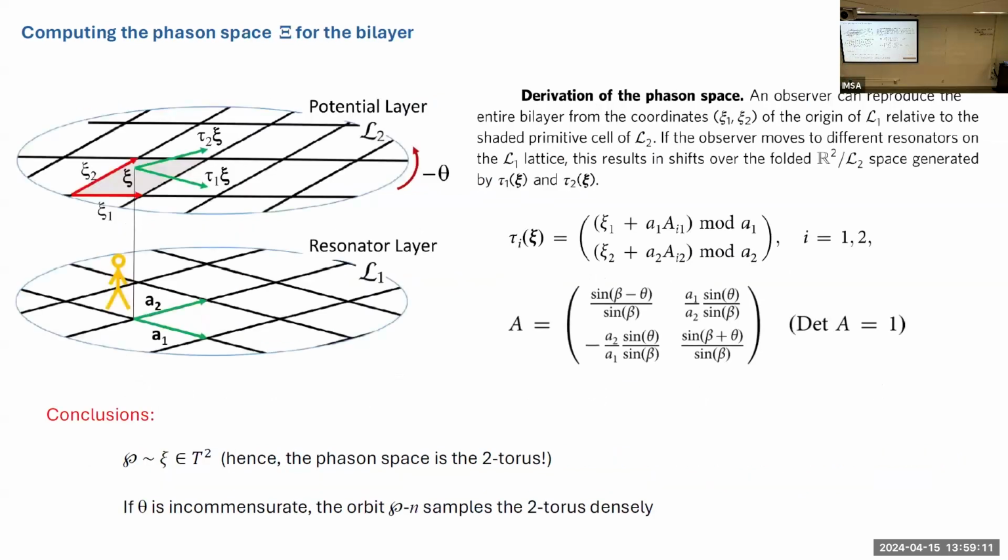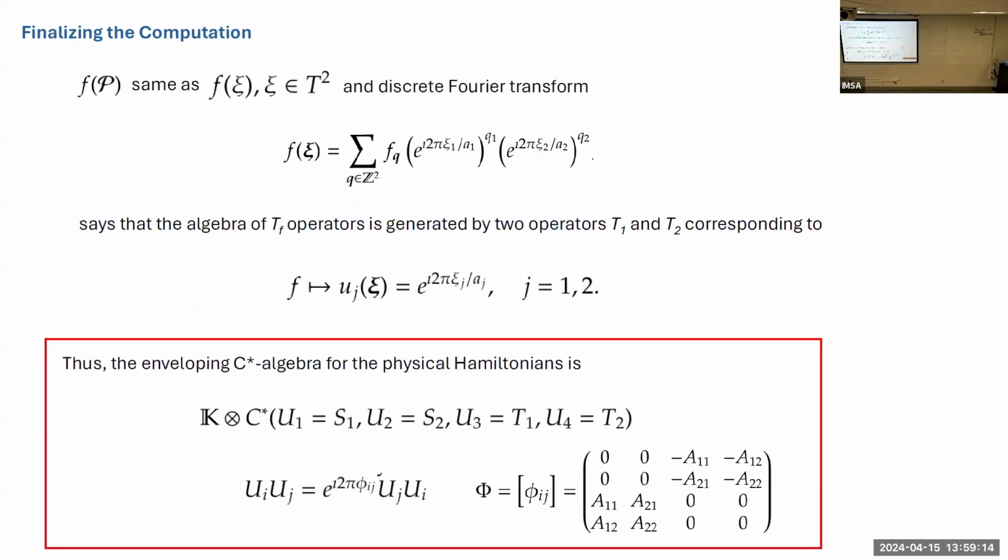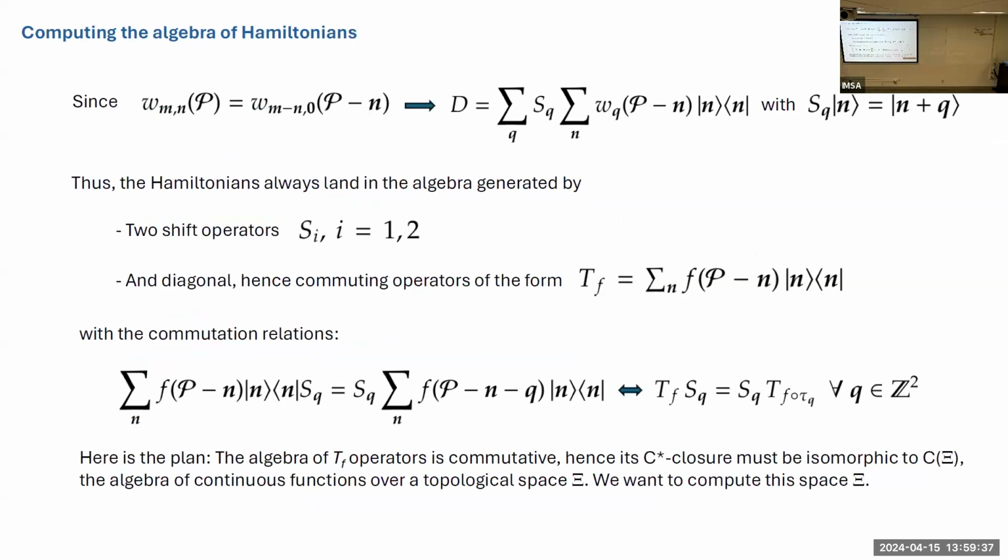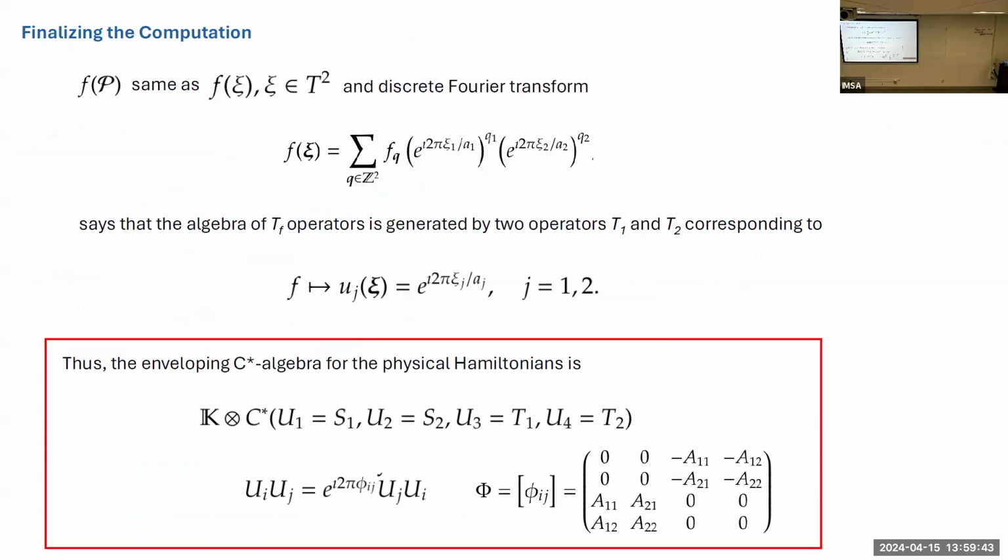Now I can finalize the calculation. We will be talking about functions of patterns, but then they become functions on the torus. The discrete Fourier transform tells us that these are all generated by two very simple functions. So this whole algebra that I mentioned at this point is generated by a T1 and a T2 corresponding to an F, which when evaluated on the point of the torus, returns that value.